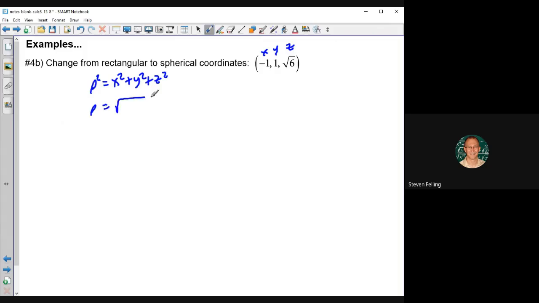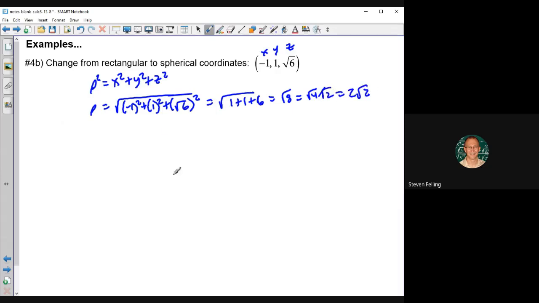Rho is the square root of the x squared plus the y squared plus the z squared. And so that would be the square root of 1 plus 1 plus 6. So let's see, we got the square root of 8. Or if you're looking in the book, they would probably call that 2 square root of 2. Okay, so we know rho, and then we have to figure out the other angles.